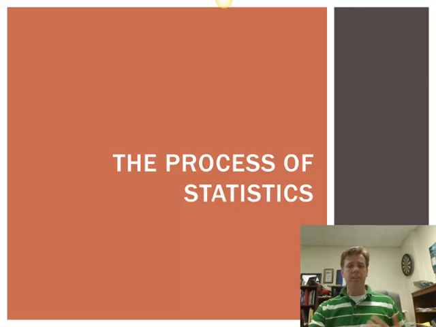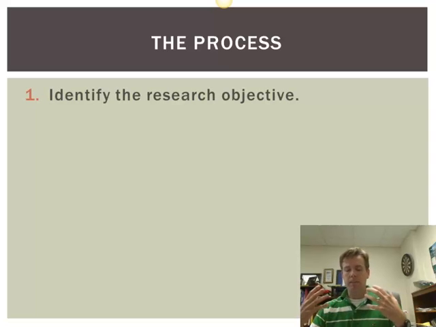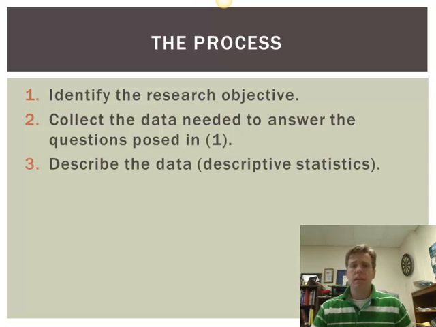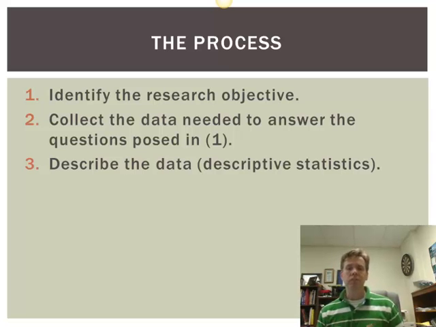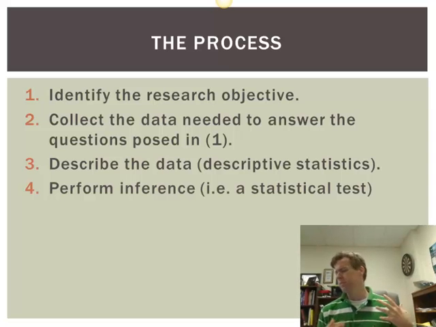So, the process of statistics. We want to be able to see statistics as a process. It's not like in algebra where we just solve an equation. We're going to be given a situation. We want to identify the research objective. We want to collect the data needed to answer the questions that we posed in this first step. And then describe the data using charts, pictures, and tables, and then perform some sort of statistical test called an inference test. And we'll look at those in the second half of the course.